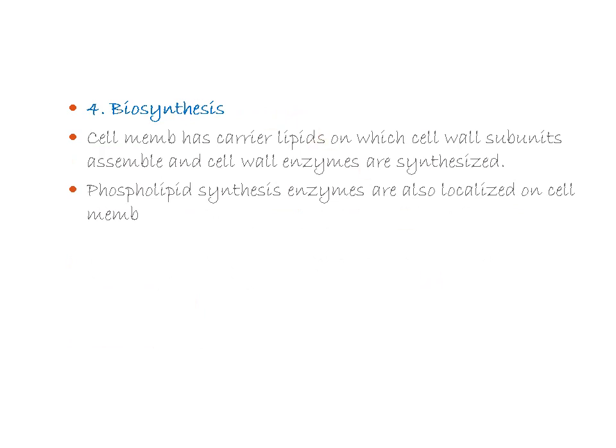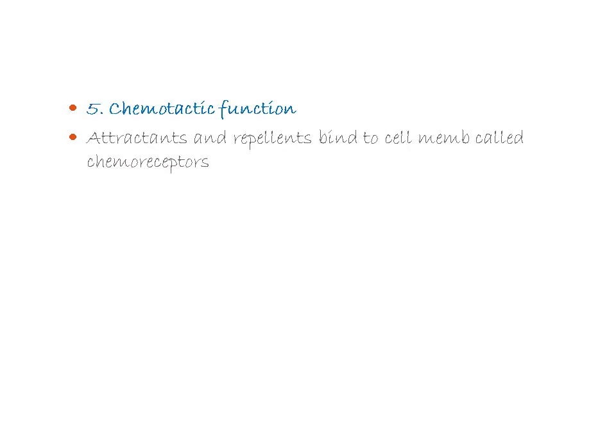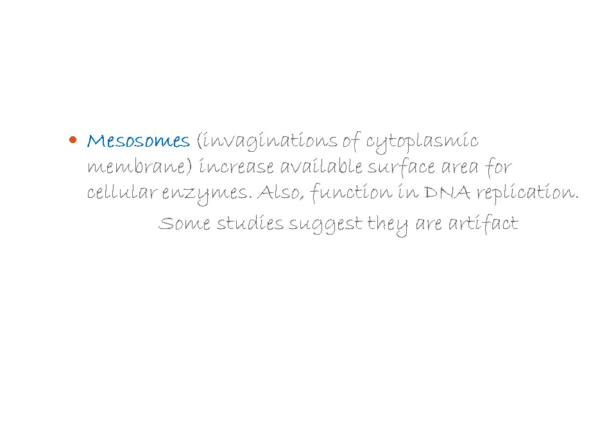Biosynthesis. Now the cell membrane has carrier lipids on which cell wall subunits assemble and cell wall enzymes are synthesized. Phospholipid synthesis enzymes are also located on the cell membrane. So this kind of synthesis and assembly takes place on the cell membrane. Chemotactic function. Attractants and repellents bind to the cell membrane. They are called chemoreceptors.